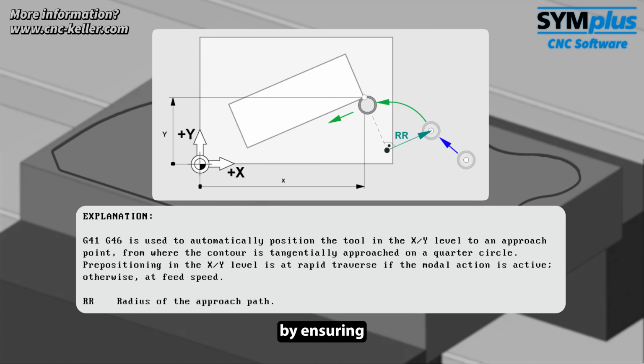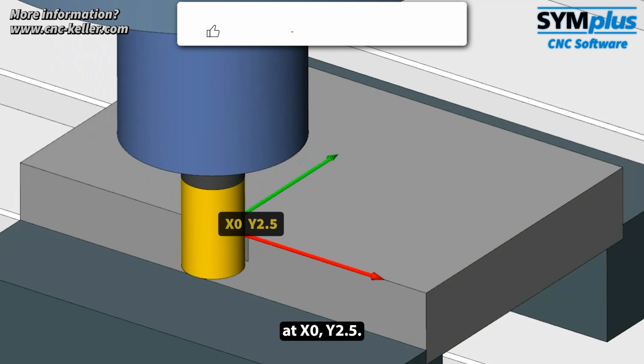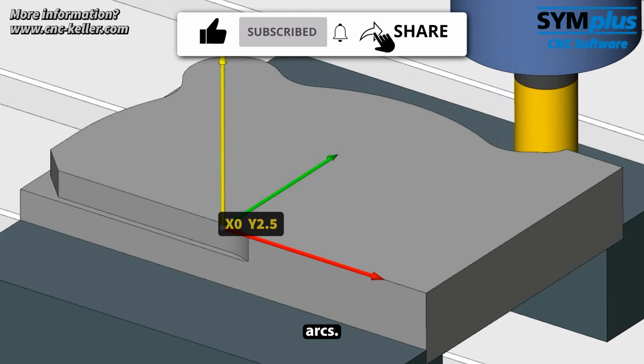G46 complements this by ensuring that the tool does not cut in abruptly, but enters the path smoothly, protecting both tool and workpiece and avoiding poor surface quality. The milling path starts at x0, y 2.5. From there, it follows a sequence of straight lines and circular arcs.